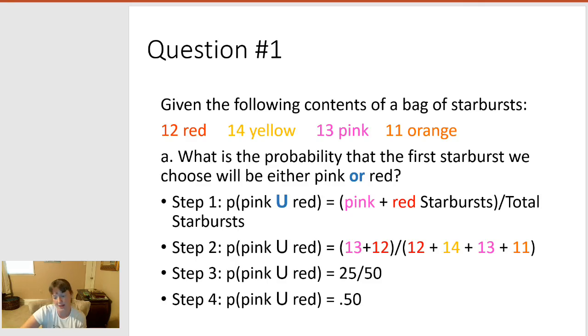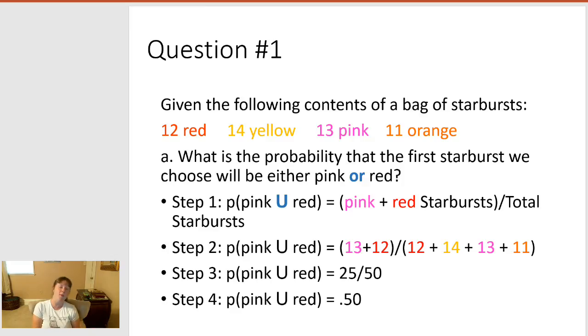So problem 1 is just a basic, foundational probability problem. Let's say I give you a bag of Starbursts. There's 12 red ones, 14 yellow ones, 13 pink, and 11 orange. And I want to know the probability, as I'm about to reach my hand in and grab a Starburst, of a pink or a red one. This is an or question.